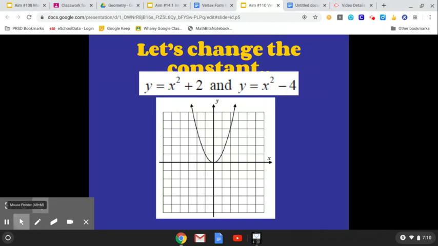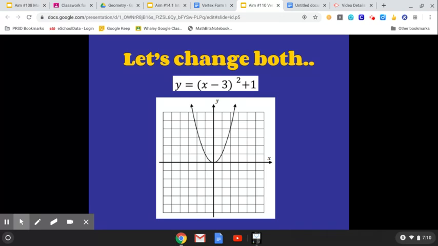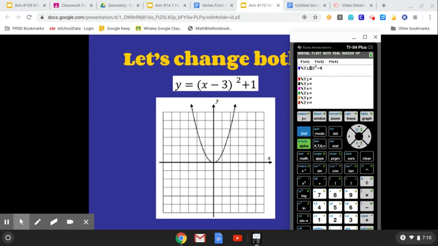So you know what's coming next. What happens when we have both? So we've got a minus 3 in parentheses and a plus 1. Well, number one, let's just point out that this is now in what we call vertex form. I sort of talked about that earlier. But let's see what the graph of this will do. I think it's going to do both. We have x minus 3. So that tells me, just thinking about what we did before, that it should shift to the right 3. And plus 1 means it should shift up 1. That's what I'm thinking. Let's see.